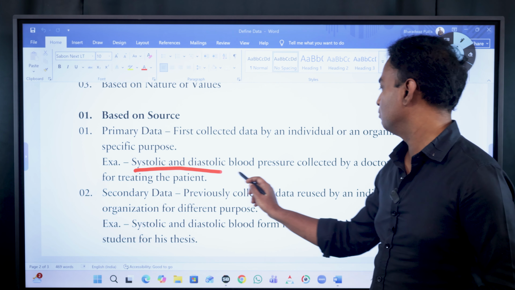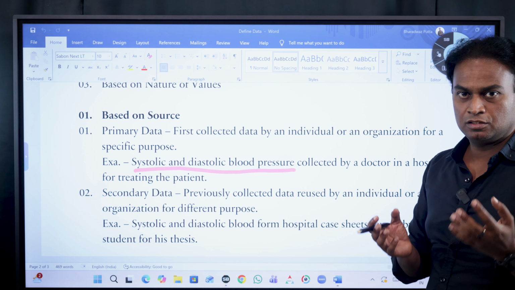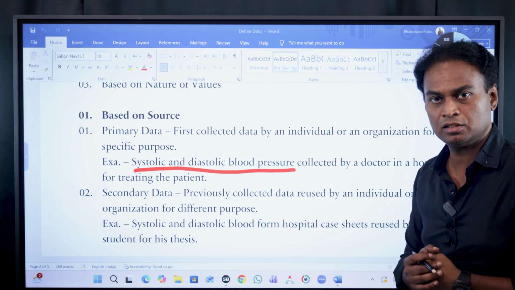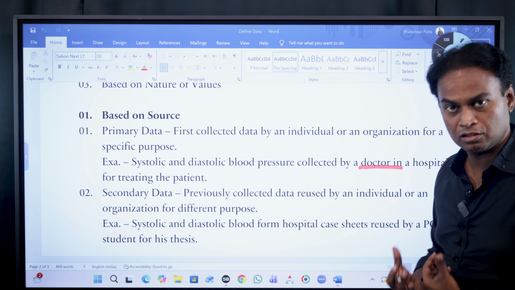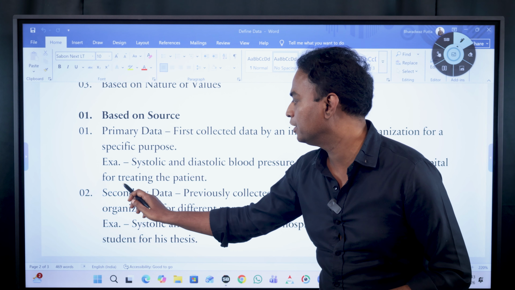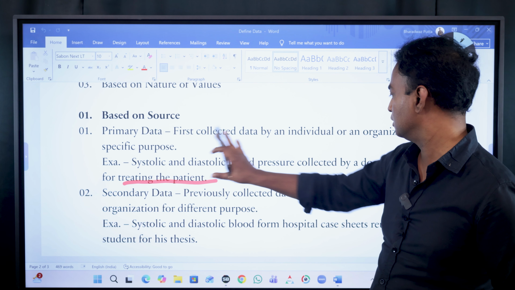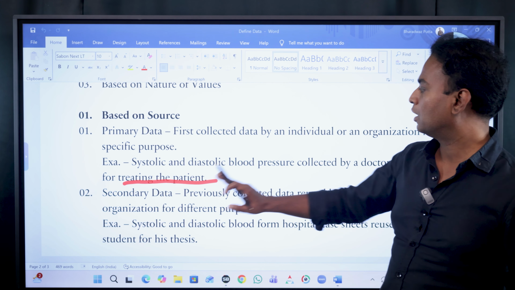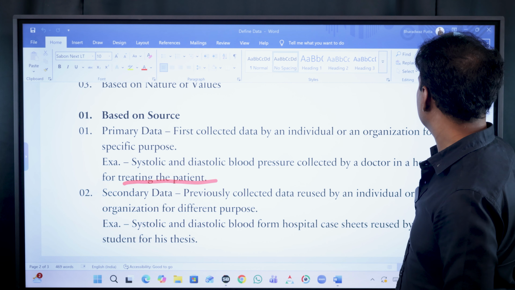Let's take an example. Systolic and diastolic blood pressure is collected from a patient. Systolic value and diastolic value are collected from the patient when the patient comes to the hospital. Who collected it? An individual or organization, a particular doctor in a hospital collected it. What is the purpose? For treating the patient. The data is first collected by the doctor or a hospital, and the purpose is treating the patient. This is primary data. What is secondary data?